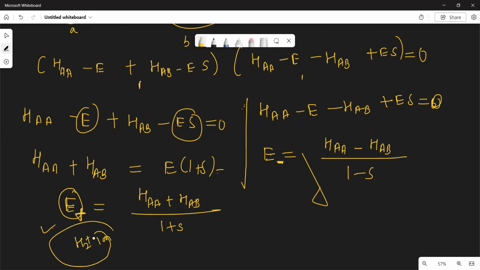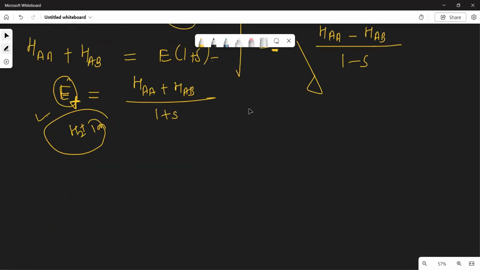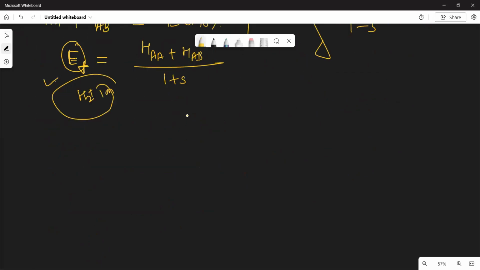Okay. Similarly, we can write the value of the wave function. In order to write the expression for the wave function, we need the value of CA and CB, because the wave function psi is equal to CA phi A plus CB phi B. So in order to write the wave function, we need to know what CA and CB are. Now, how to find CA and CB?